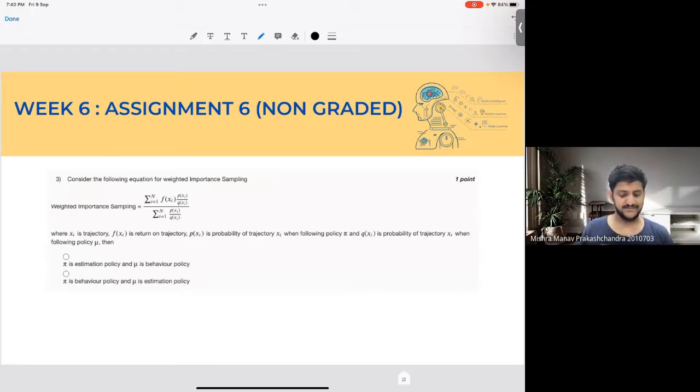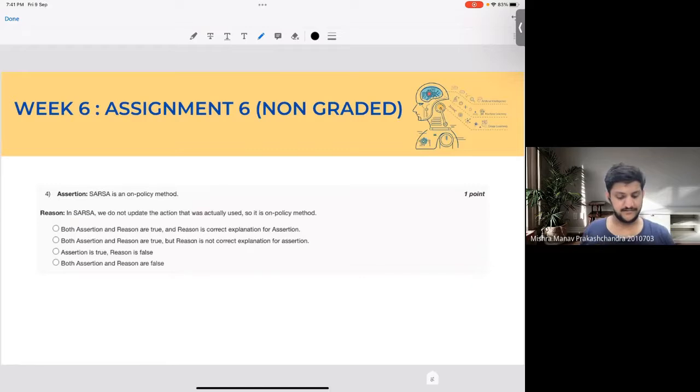Okay, so I think this was discussed. Pi is the estimation policy and mu is the behavior policy. Okay, and this is an assertion reasoning based question. SARSA is an on policy method. This is correct. In SARSA, we do not update the action that was actually used, so it is on policy. So this is incorrect. We are updating the action that was used, hence it is an on policy method. So the assertion is true and the reasoning is false.